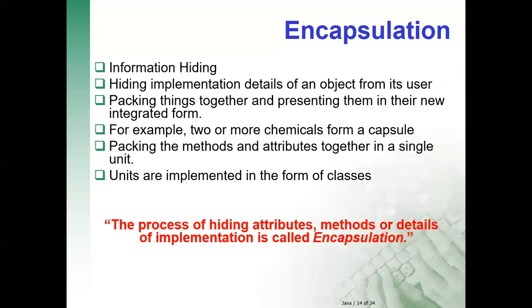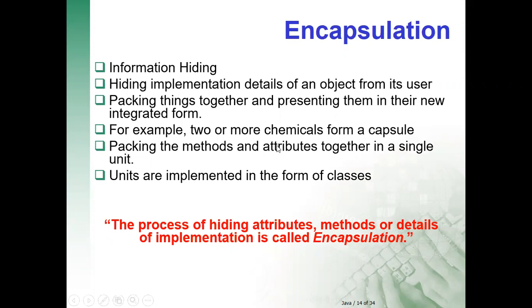Understood now? We took one example, a chemical capsule, to talk about it. What is there inside that capsule? We don't know what chemical is in my capsule. We are going to hide it. So this encapsulation is done with the help of classes. You use the classes, and then inside the class you define the variables and all that.